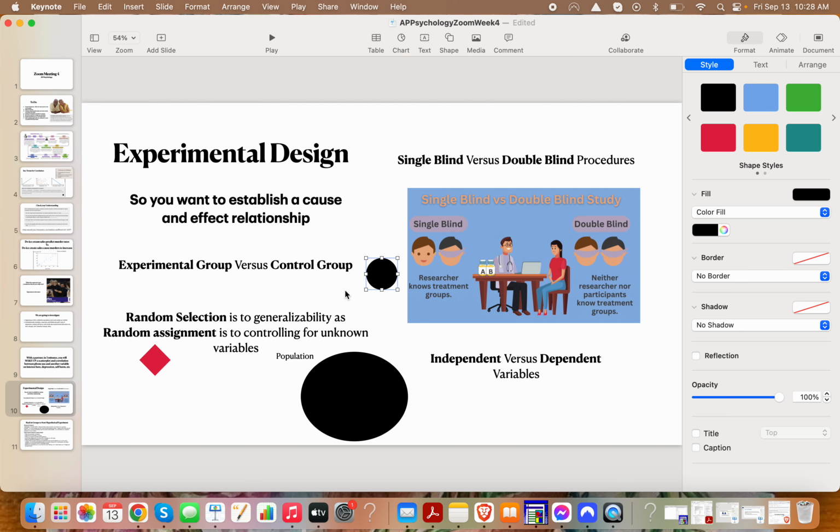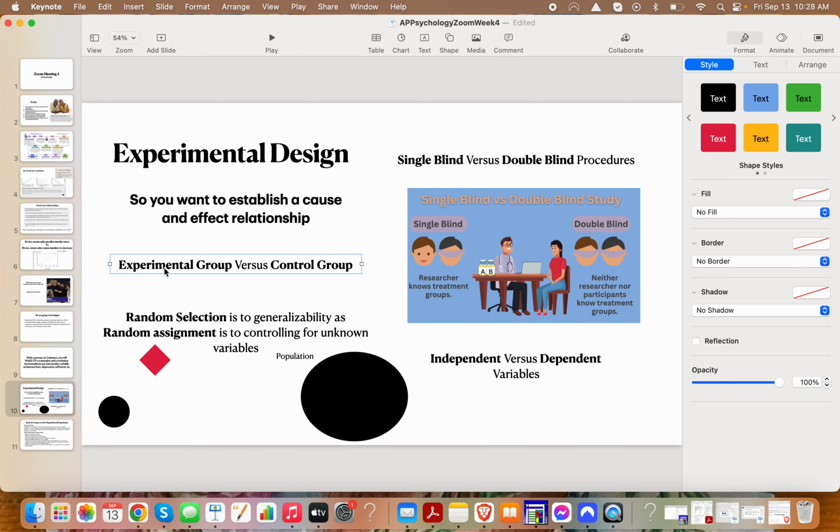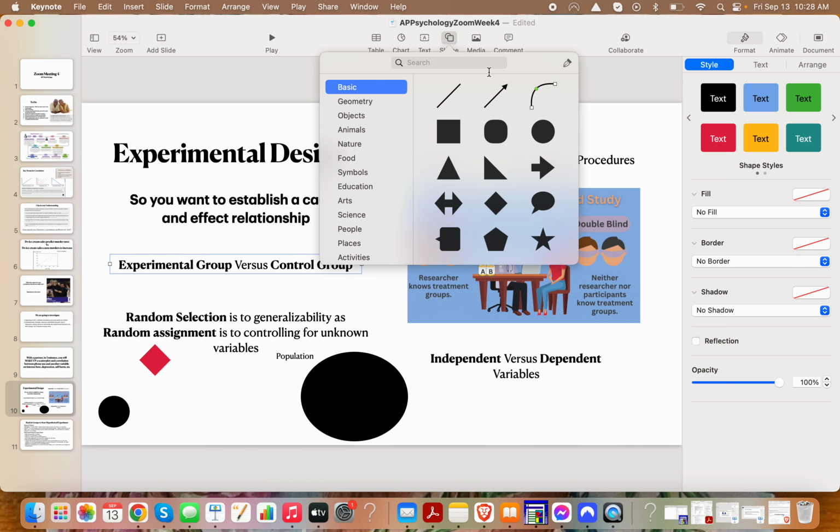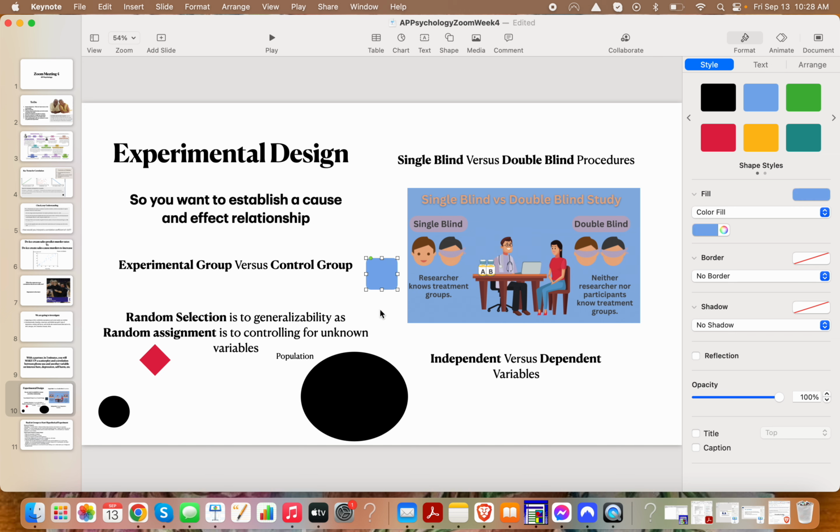I don't think it matters what shape we use, right? How are they going to go to this experimental group and control group? So I'm going to need two groups, right? So here's my sample, my randomly selected sample, and then I'm going to have to break them into my experimental group and my control group.